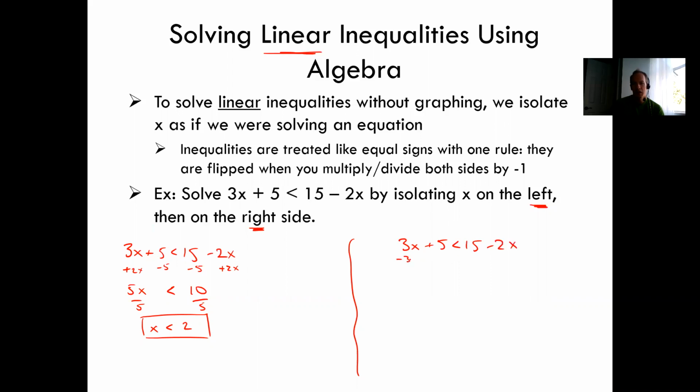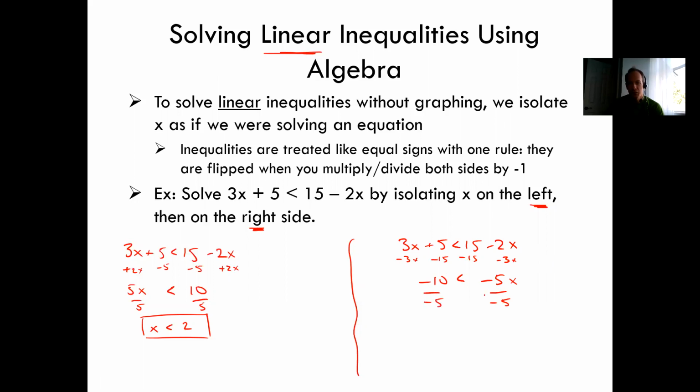we would subtract 3x, because if we're trying to get x on the right side, we'd have negative 5x here. We'd actually subtract 15 over here. And we would have 5 minus 15, which would be negative 10. So what we would do at this point is divide both sides by negative 5 to isolate x.